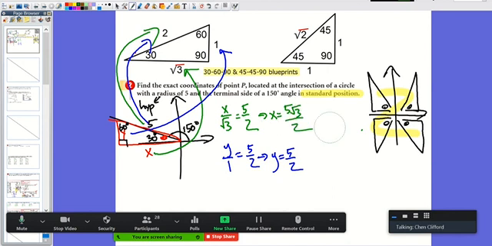Now you are 99% done. Remember, this is a coordinate. It's asking you for point P, which is right there. So X is going to be negative because you're going left. The coordinate point P is going to be negative 5 root 3 over 2, because you're going left for the X, and then 5 over 2.